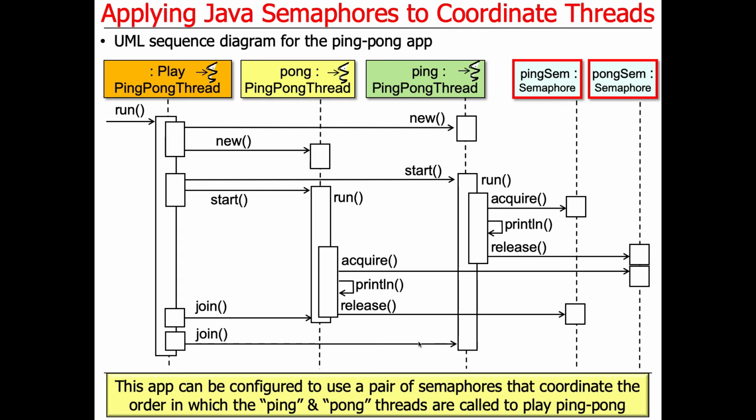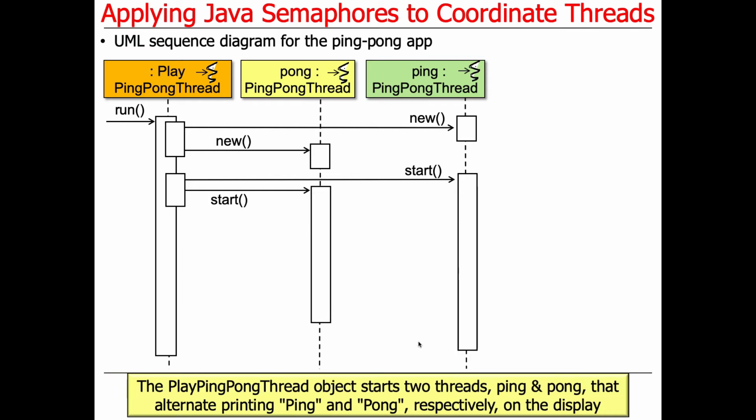There's a whole bunch of different ways you can use this program, but one way is to have a pair of semaphores, a ping semaphore and a pong semaphore, and a pair of threads, a ping thread and a pong thread, and they take turns going back and forth. So here's kind of what it looks like. The main thread spawns two other threads. The ping pong thread object goes ahead and spawns two threads, a ping thread and a pong thread, and then they alternate taking turns.